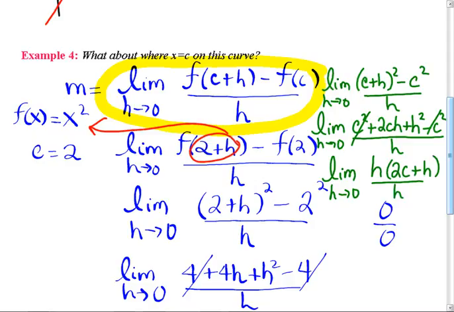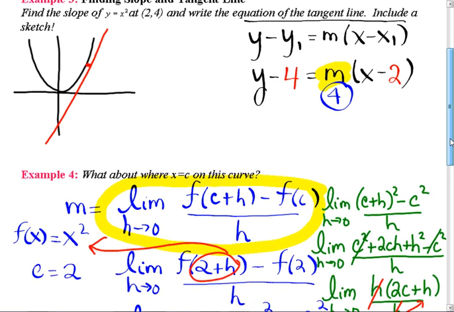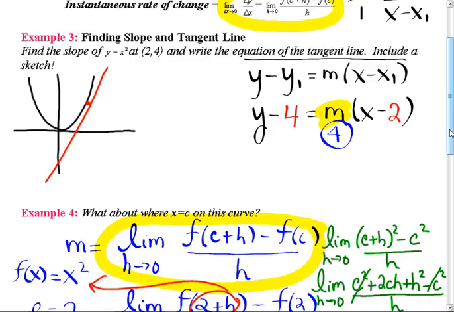Now what happens to the h's? Now I can cancel. Has to be multiplication. And when I substitute h equal to 0 in there, I get 2c. I get a formula. So if c is 2, my answer is 4. But what if c is 3? My answer is 6. And you can see what happens to the slope as you go around your curve.